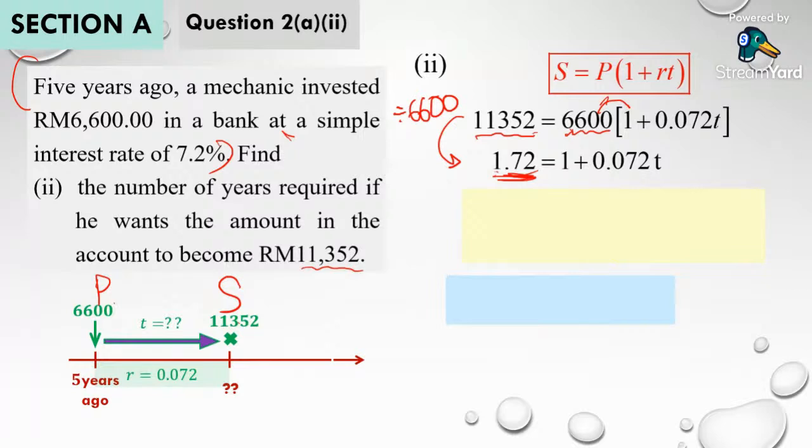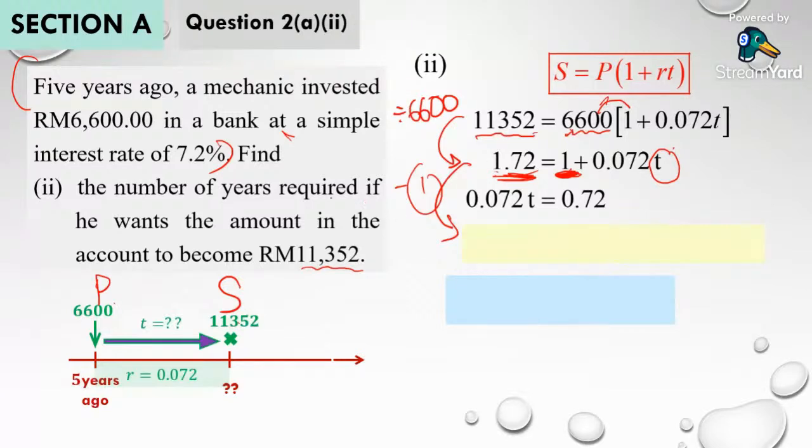Reaching up to here, what I would like to do next is solve for t for the final answer. First I want to get rid of the 1 here, so I'm going to minus 1 on both sides of the equation. This will give me the result as follows: 0.072t equals 0.72.